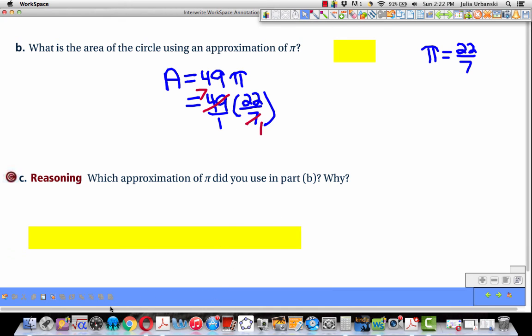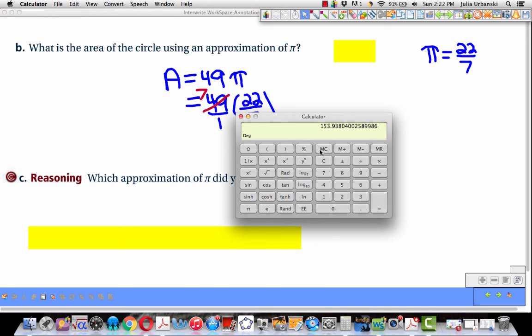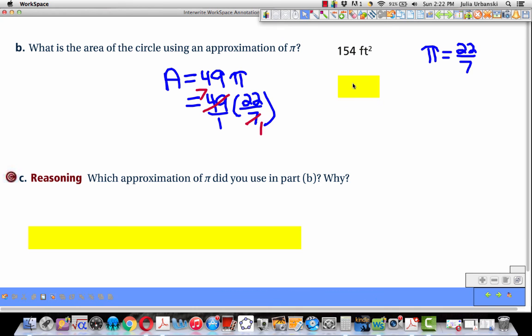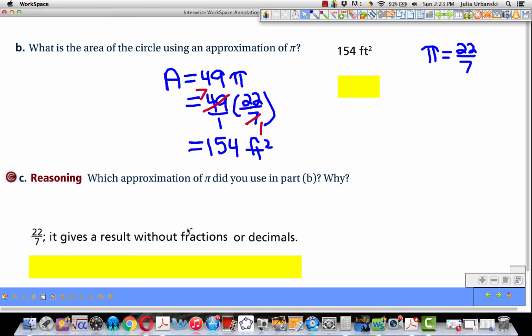And I end up with 7 times 22 right here. 7 times 22, and I get about 154 for my answer. And then again, since it was area, we do go ahead and make it feet squared. Equals 154 feet squared. All right, now this question says, why would we use that function? I used 22 over 7 for pi because I realized that the 7s could cancel with the 49. And it doesn't have to give me any decimals as my result.